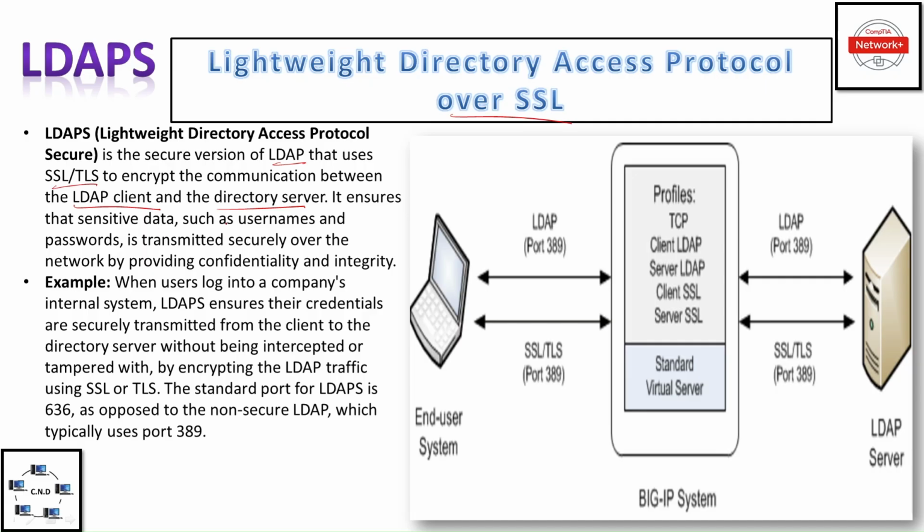It ensures that sensitive data such as usernames and passwords is transmitted securely over the network by providing confidentiality as well as integrity. For example, when users log into a company's internal system, LDAPS ensures that their credentials are securely transmitted from client to the directory server without being intercepted or tampered with by encrypting the LDAP traffic using SSL or TLS. The standard port for LDAPS is 636, as opposed to the non-secure LDAP, which typically uses port 389.